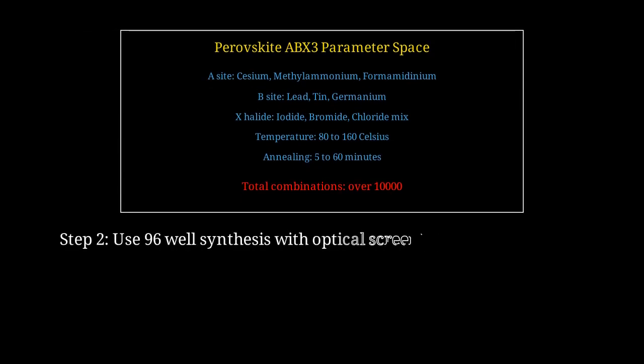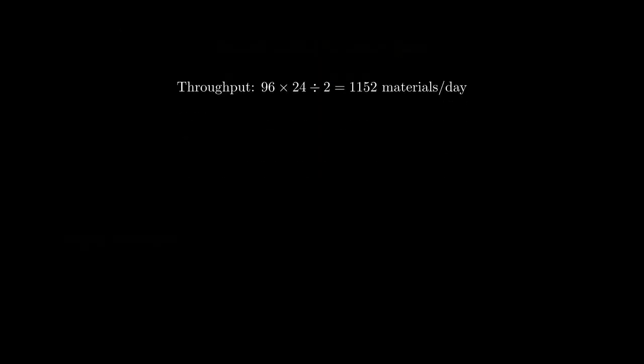For step 2, we use a 96-well microplate synthesis platform with automated optical absorption spectroscopy to measure band gaps. Each synthesis takes 2 hours, measurements take 10 minutes. The throughput is 96 wells times 24 hours divided by 2 hours per synthesis equals 1,152 materials per day. That's incredible, compared to traditional methods.